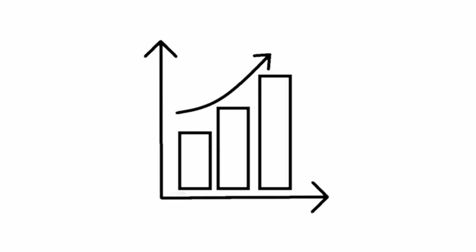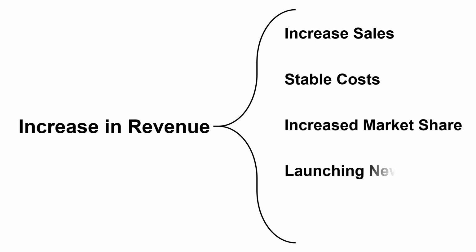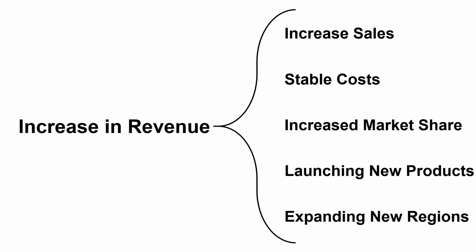A company's operating profit margin can increase due to several factors. One of the primary reasons is an increase in revenue. If a company can increase its sales without a corresponding increase in expenses, its operating profit margin will increase. This could be achieved through increased market share, launching new products or services, or expanding into new geographic regions.